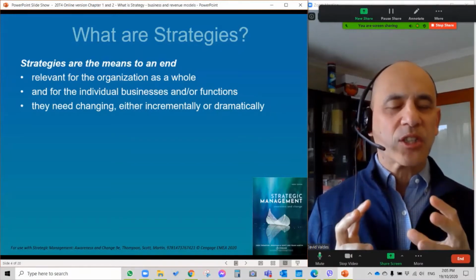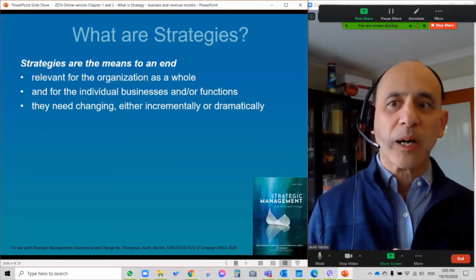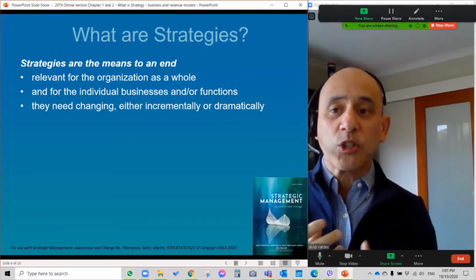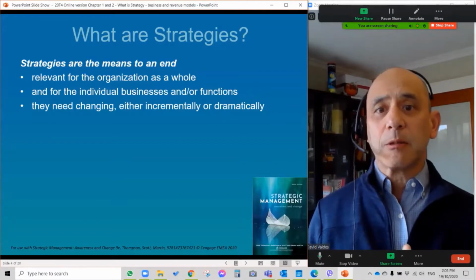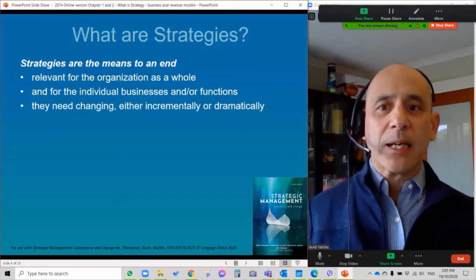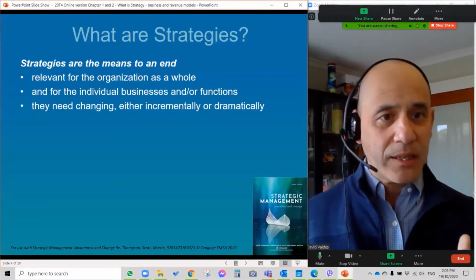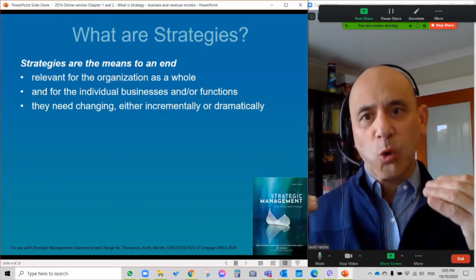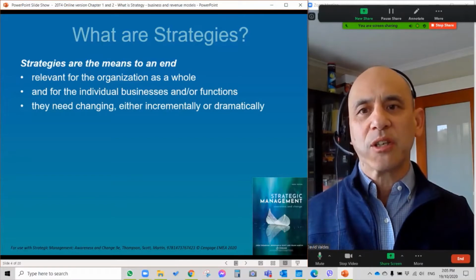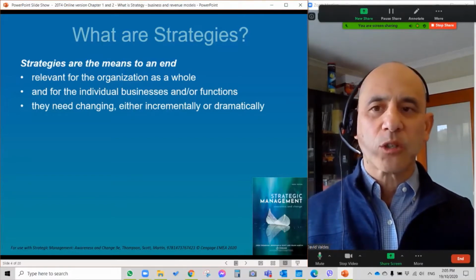And these strategies can be specific only for Kmart or for Kohl's, the supermarket. And these strategies are often changing. They can change depending on what's happening on the outside, the environment. They could change incrementally, which means they're changing slowly, but they can also change dramatically, like an abrupt shift in the direction of the company.